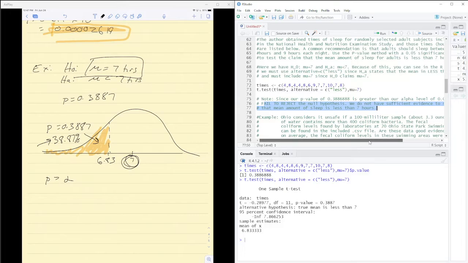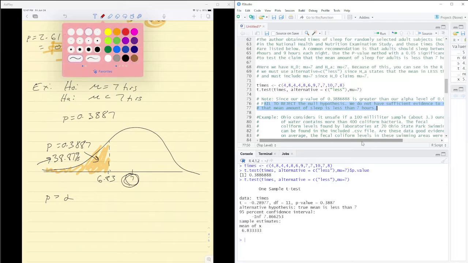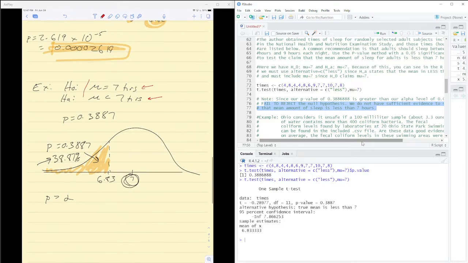We do not have sufficient evidence to suggest that the mean amount of sleep is less than 7 hours. We do not have evidence to refute the null hypothesis. We do not have evidence to suggest the alternative hypothesis. We're not saying this is the mean. We're just saying that our current data and evidence is not telling us otherwise.